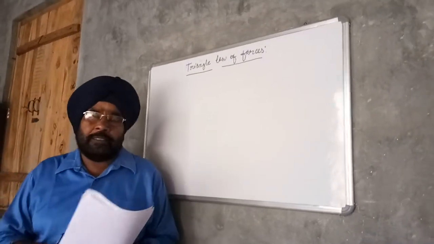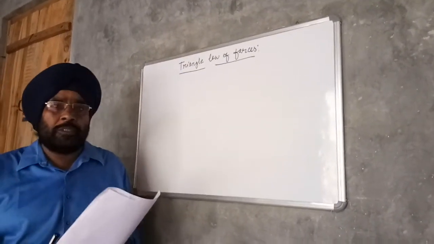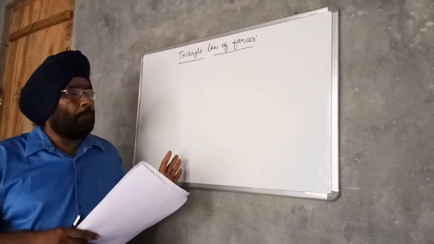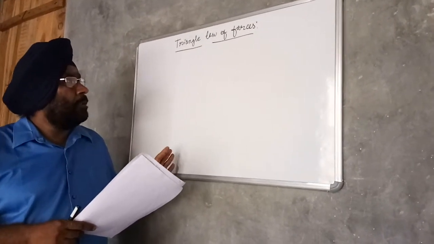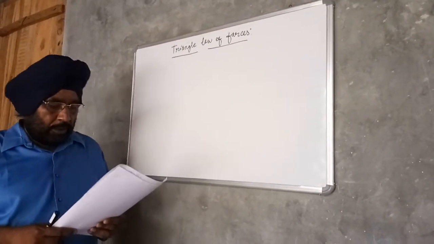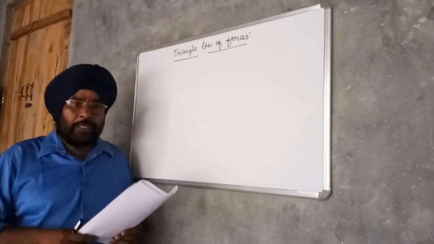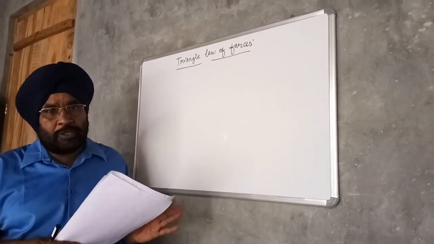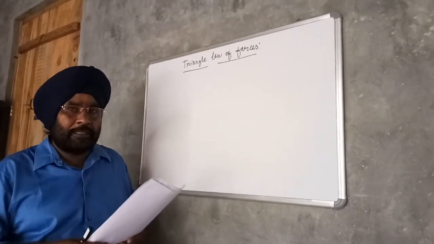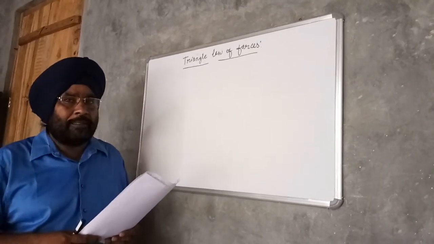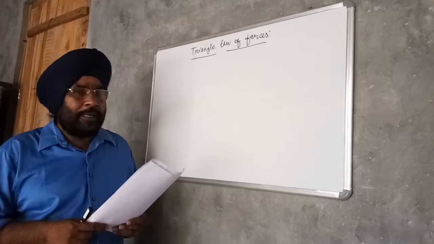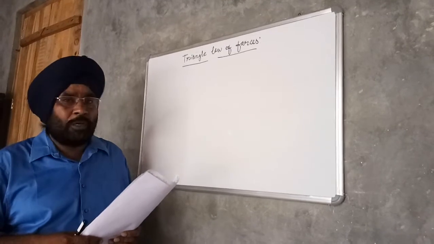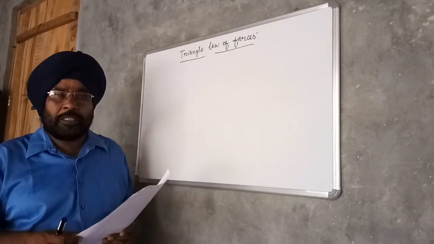Good morning students. In the previous class we found the resultant of two coplanar concurrent forces by the parallelogram law of forces. Next is the triangle law of forces. The triangle law of forces states that if two forces acting simultaneously on a body are represented in magnitude and direction by the two sides of a triangle taken in order, then the resultant of the two forces is represented by the third side of the triangle taken in opposite order.